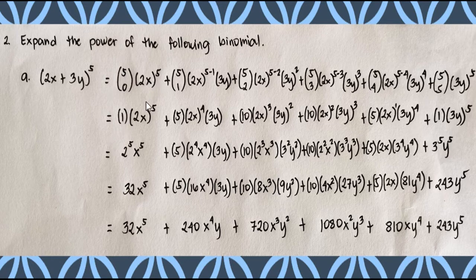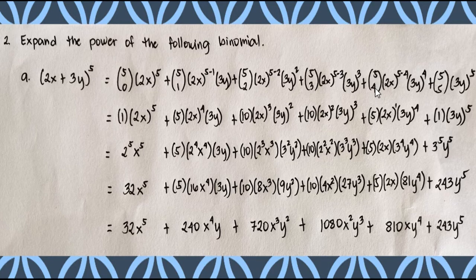Then, 5 taken 1 at a time, that is equal to 5. So, 5 minus 1 man, so 4 na lang siya. Then, 3y, copy. Plus, 5 taken 2 at a time, that is equal to 10. Then, 2x quantity to the power of 3, since 5 minus 2 is 3. Then, 3y squared. Then, 5 taken 3 at a time, that is 10 gihapon. Then, 5 minus 3, square na lang ni. Kapira na siya.